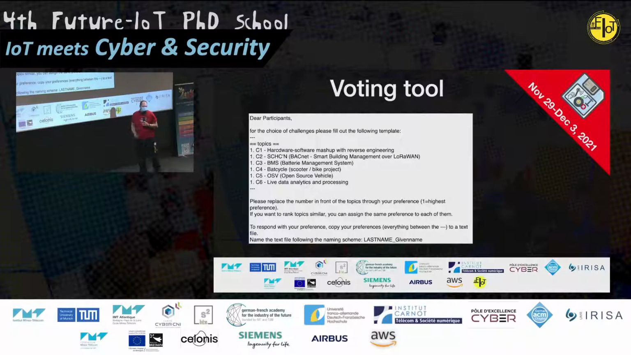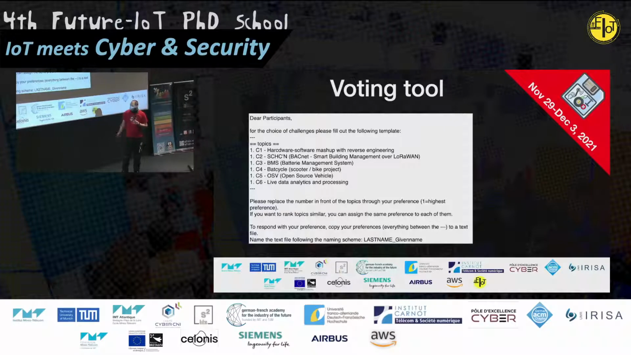It's also possible to put the same priority to 2 or more topics. So if you can't decide, then you can set the 1 to multiple topics, or you can just leave it like that. Then it's like you don't have any preference there. Then copy this part into a file, storing it with the file name, last name, and given name, and upload it to the website where you also uploaded the PhD posters. The link will also be included within the mail.